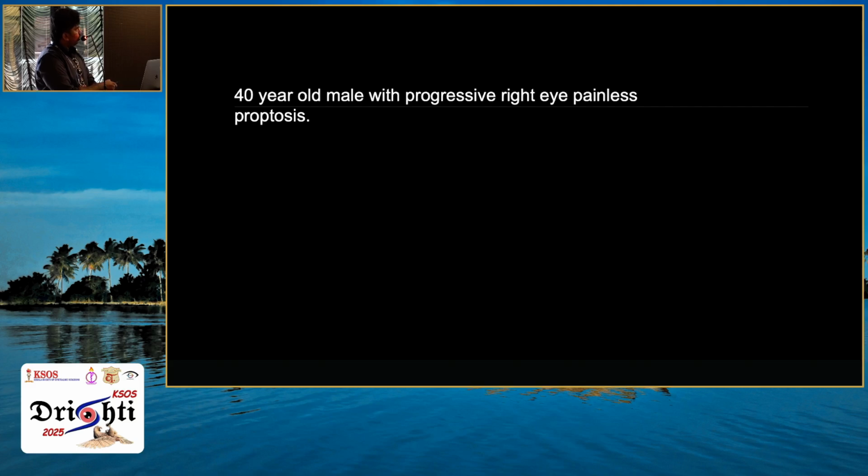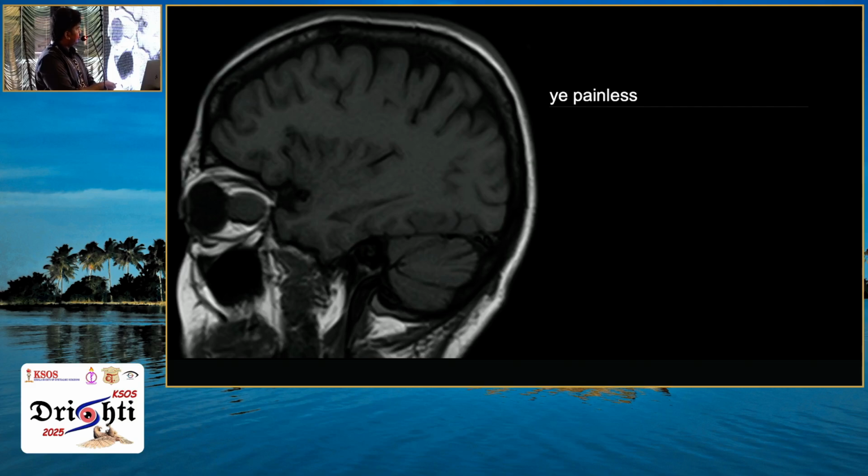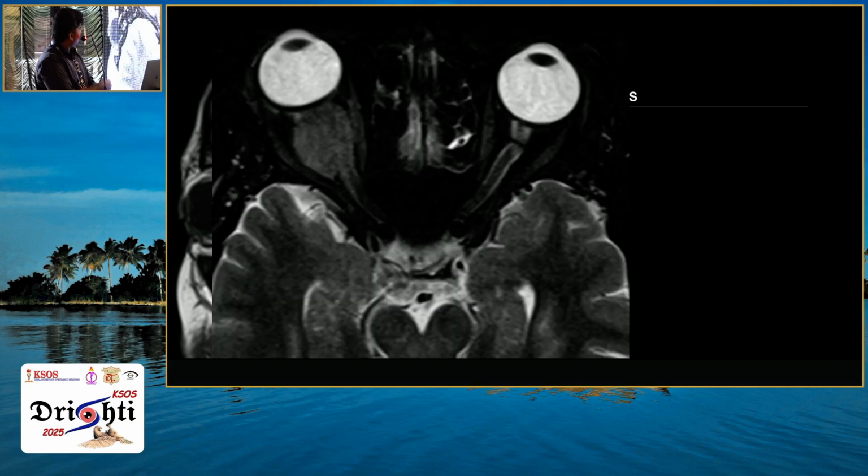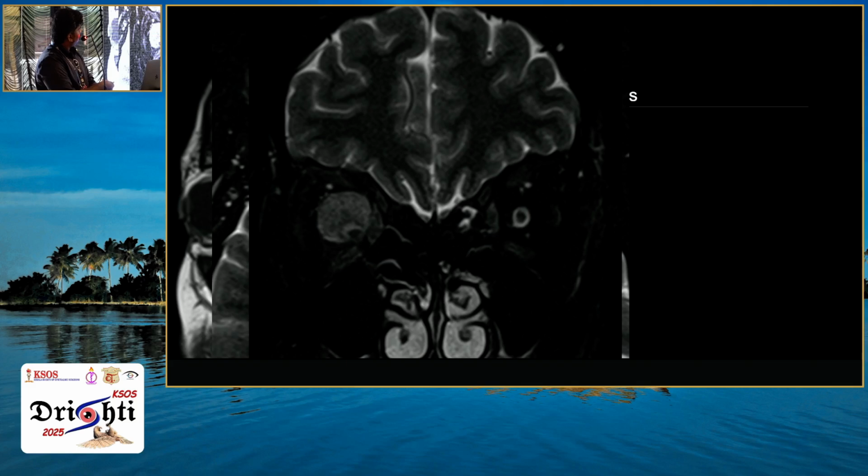Next patient, 40-year-old male with progressive right eye painless proptosis. First image, sagittal image, orbit, nice. Posterior to that, optic nerve, not very nice. There is some lesion here. Go to the T2. T2 sequence, again, there is some lesion around the optic nerve. Come to the RC sequence.